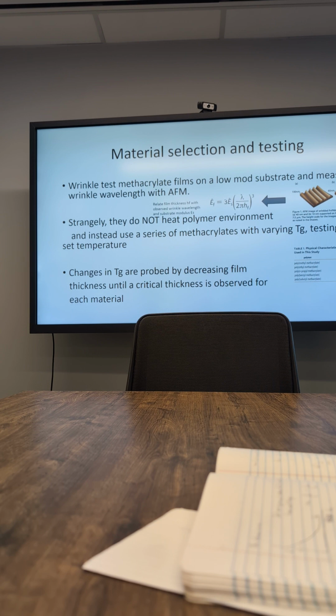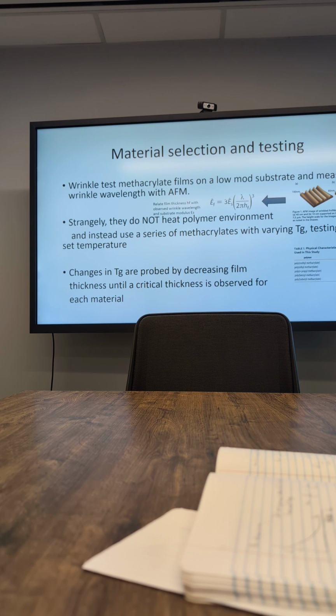They're conducting experiments at room temperature, but the way they're decreasing the undercooling, or T minus TG, is by varying the molecular structure so that we have different glass transition temperatures. So is T room temperature then? Yes, it's always room temperature.